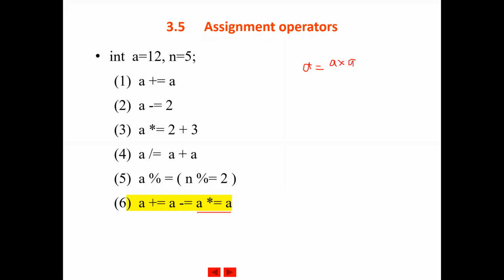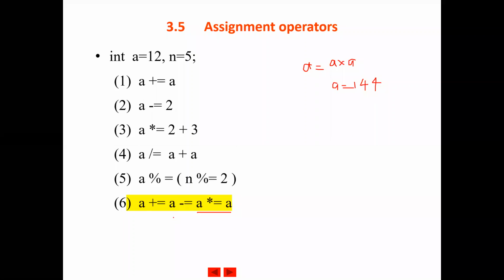So what is the value of A? The value of A is 12, right? 12 star 12. 12 into 12 is 144. All are listening, right? A equal to 144. Now, in the next assignment, it is telling A equal to A minus A.